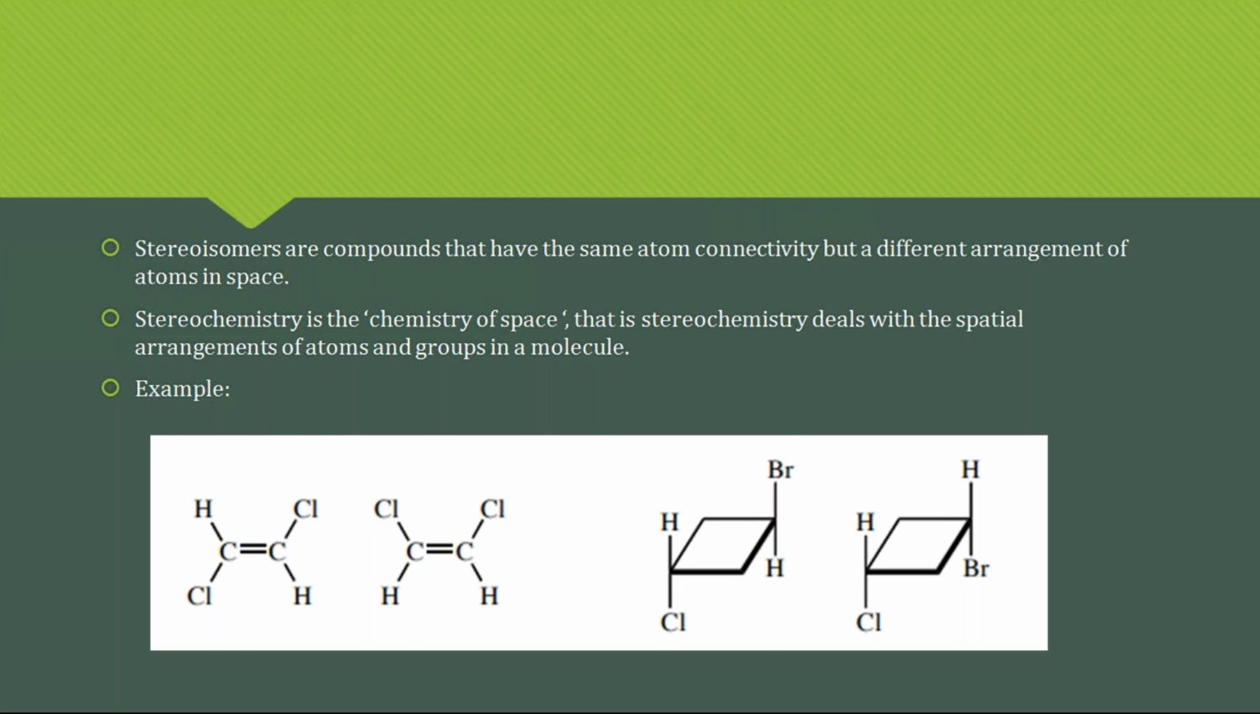Cyclobutane. Now here also you can see the difference. What is the difference here? We have two halogens, one is chlorine and one is bromine. In the first structure you have halogens on opposite sides, whereas in the second structure you have halogens on the same side. So the first structure is trans and the second structure is cis.